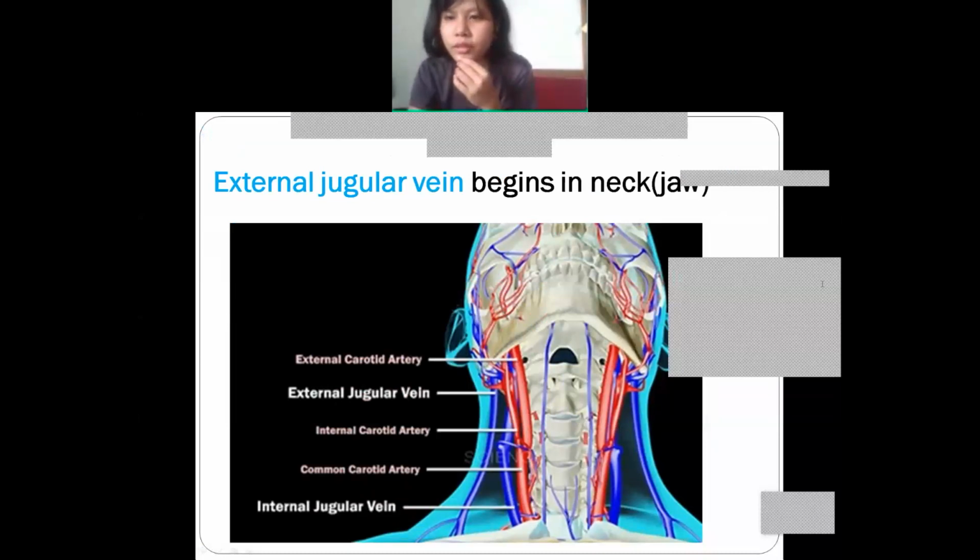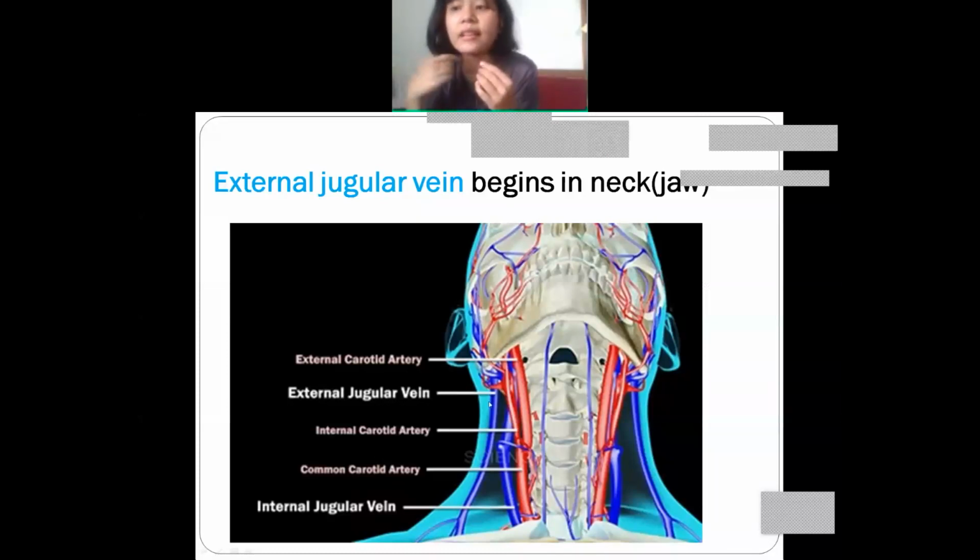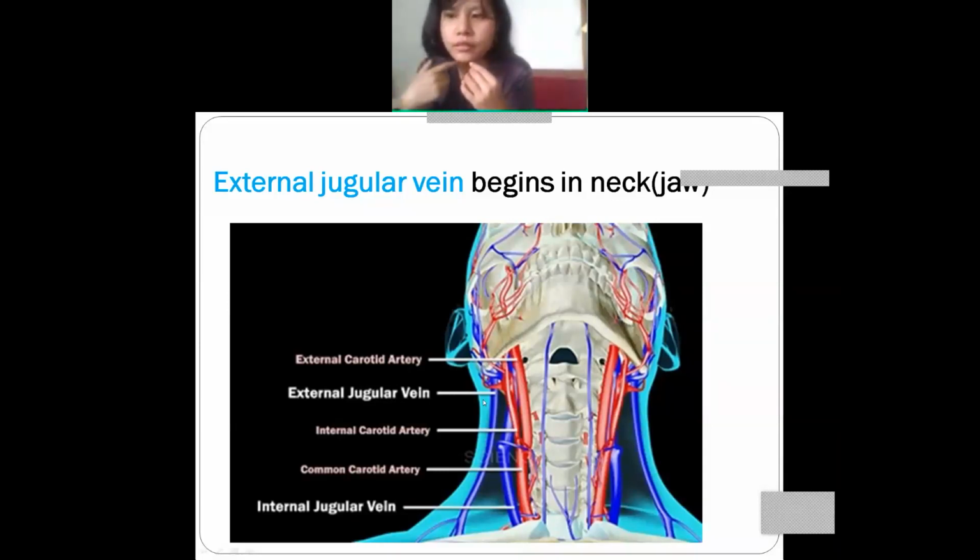So this is the external jugular vein. They begin, or you can say they start, in the neck, in this portion, in the jaw. This is your jaw, no? Somewhere here they originate, they start from this location. I hope it's clear till here.